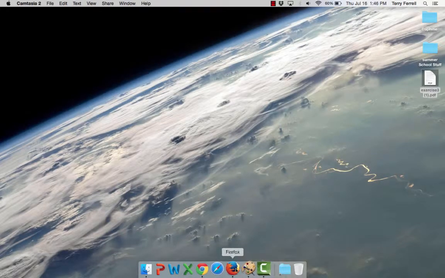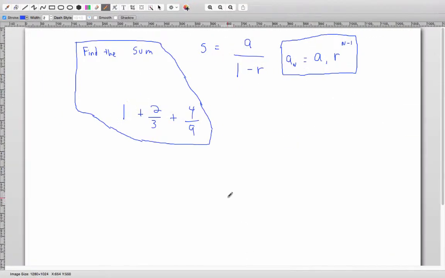Hello. We have another great question here. This is about finding the sum of a geometric series. Basically, for this one, you just need to have this formula. The sum of this, and this right here is an infinite series. It's a different formula for a finite series.